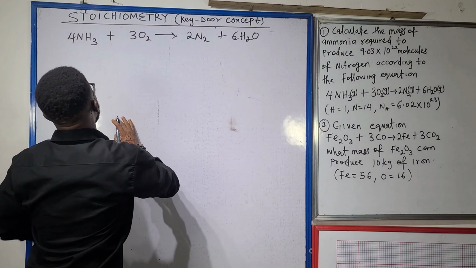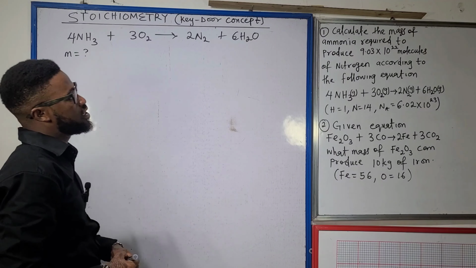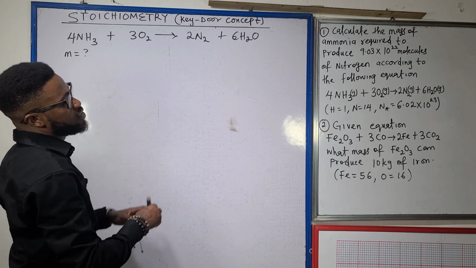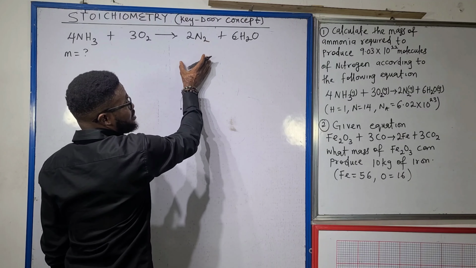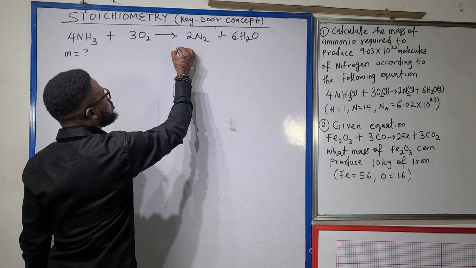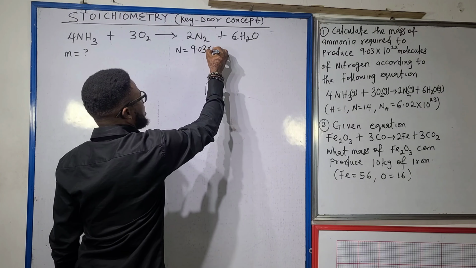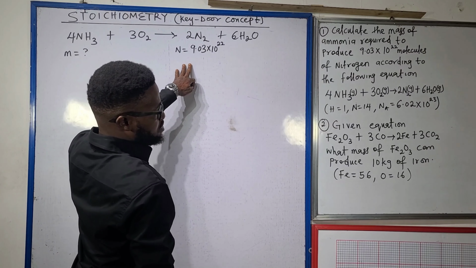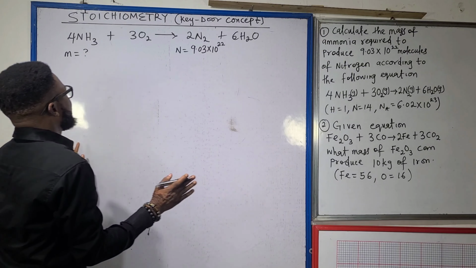So which means we are looking for the mass of ammonia. That is the question. To produce 9.03 times 10 raised to the power 22 molecules of nitrogen. This was what was produced, the number of molecules of nitrogen produced, N equals 9.03 times 10 raised to the power 22 molecules. That is exactly what was produced according to the following equation. That was all we were given.